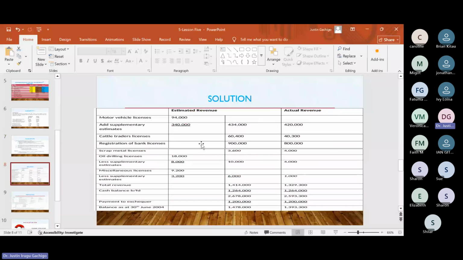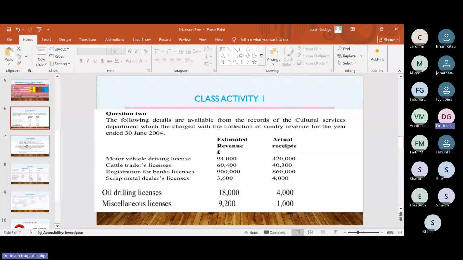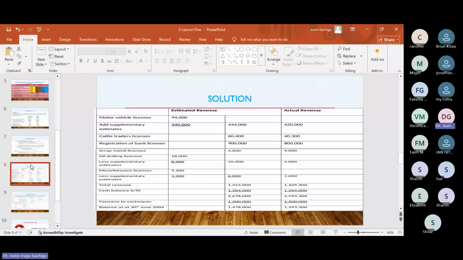So you have the estimated revenue, which is ready for adjustment. You can either decide to do the workings separately, or you can bring them into the same table. Then we have the actual revenue. We saw motor vehicle was 94, but we had a supplementary estimate of 340, which was an addition, to give that amount there. The actual revenue was 420. For this example, I omitted the variance. So always ensure that we have the columns: the estimated revenue, actual, and the variance. This one I didn't include the variance, but always ensure that you include it.